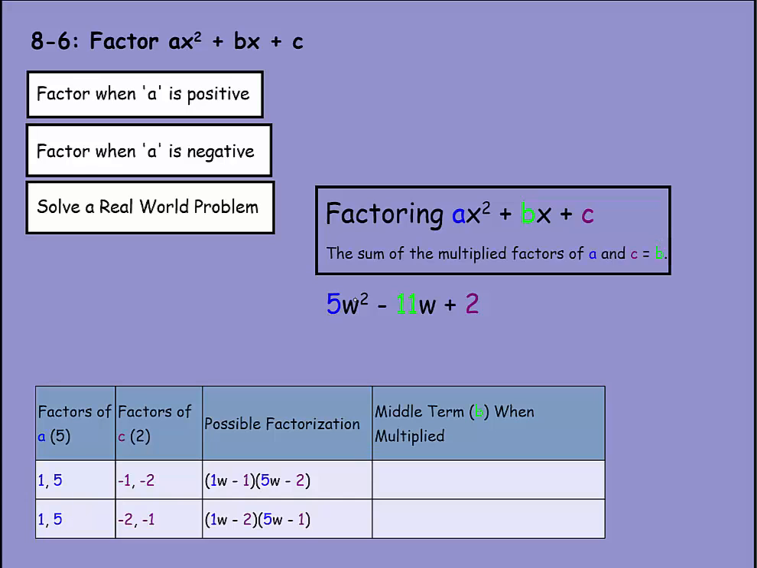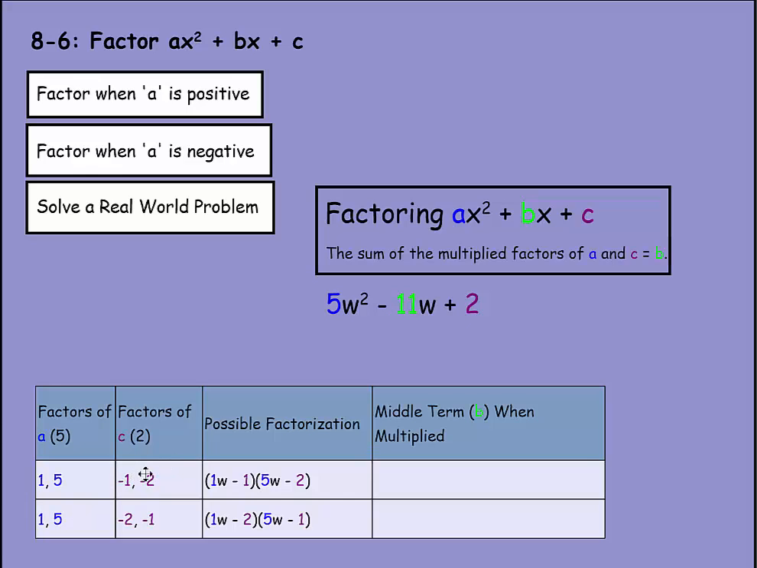I have 5w squared minus 11w plus 2. So first I need to find the factors of a. Well, 5 is a prime number, so it'd be 1 and 5, so that's my factors of a. Now I need to find the factors of 2, although you see that the b is negative, which tells me that it's got to be two negative numbers. So I would have negative 1 and negative 2.